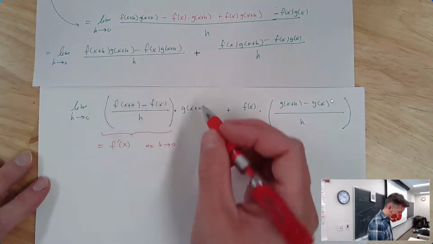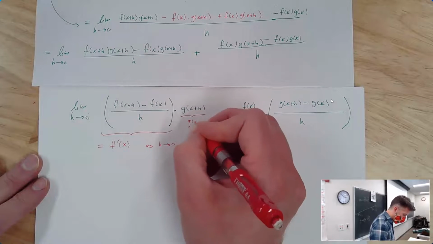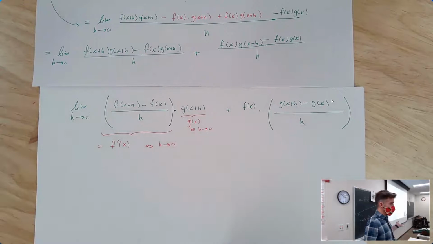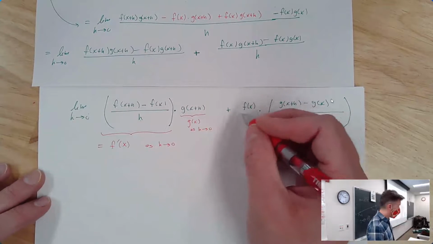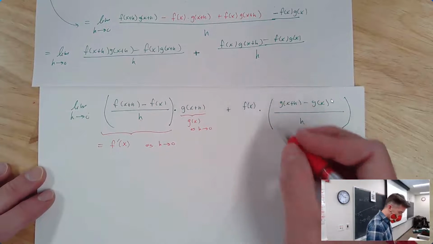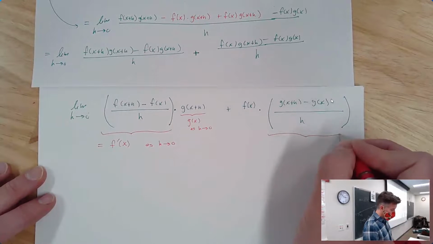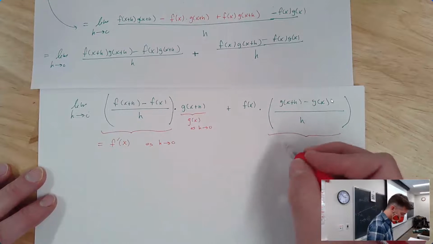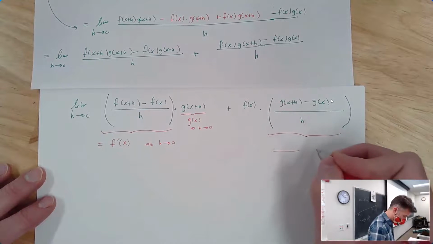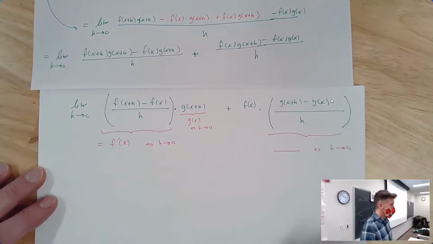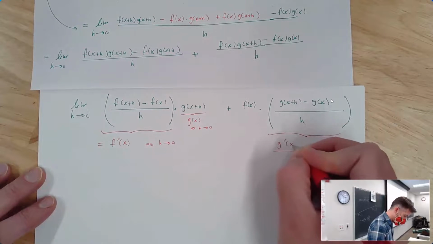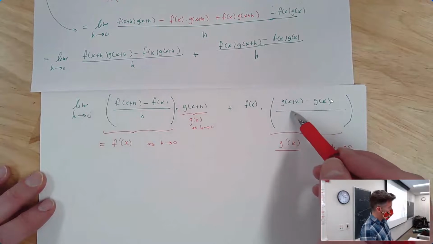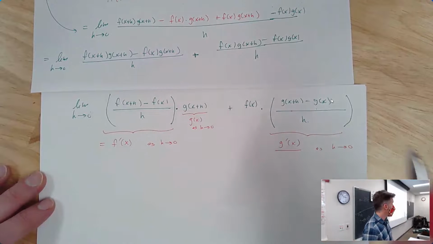And then this part here is just going to be g of x as h goes to 0, because the h is just going to become 0, and you're going to be left with g of x plus 0. F of x has no h's in it to worry about. And then this part here, now that we know what this is, I think you can all tell me what this is going to be. It's going to be what? It's going to be the derivative of g, because it's the same thing, right? We're taking the limit as h goes to 0 of g of x plus h minus g of x all over h. Oh, that's just the derivative of g.